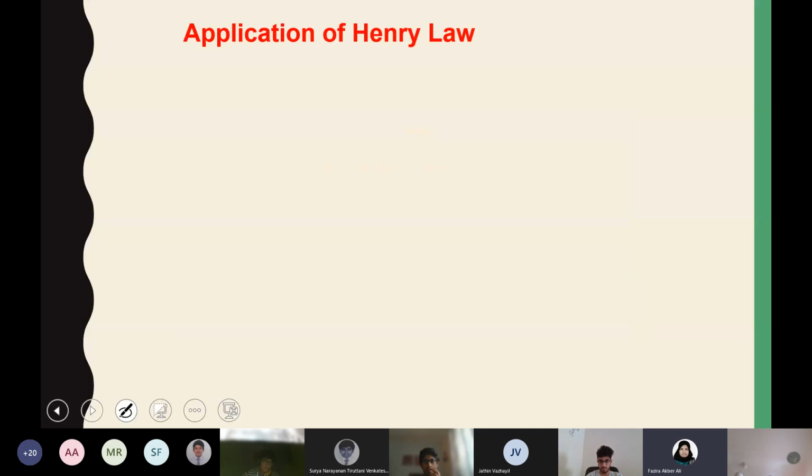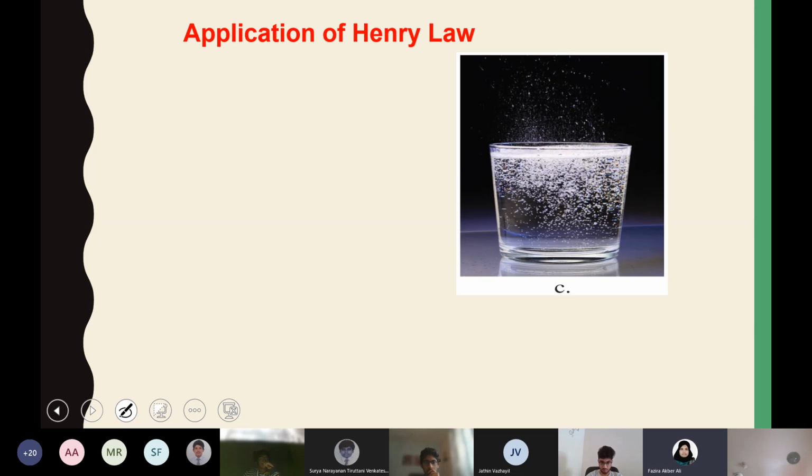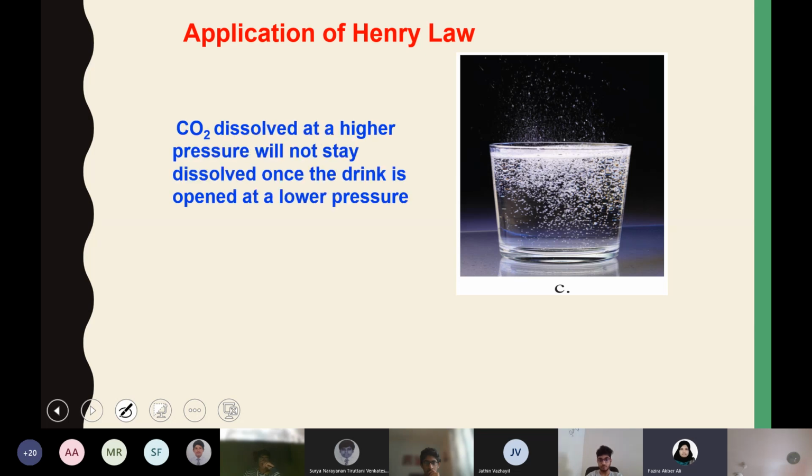So next is another important topic, the application of Henry's law. This is where you will get a lot of questions; rather than directly asking for a definition, they may ask questions related to applications. The first application, which you already know, is in fizzy drinks, aerated or carbonated water: carbon dioxide dissolved at higher pressure will not stay dissolved once the drink is opened at a lower pressure.